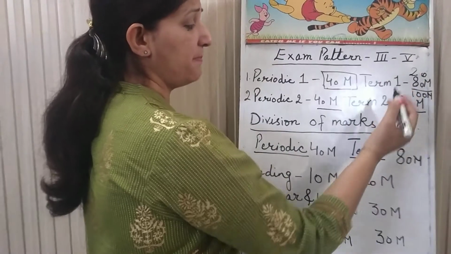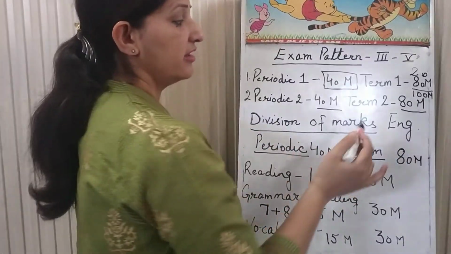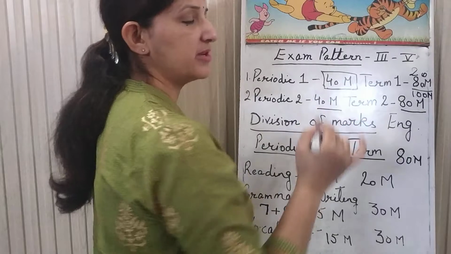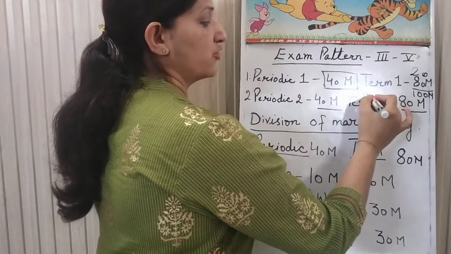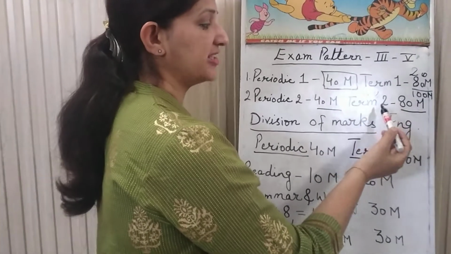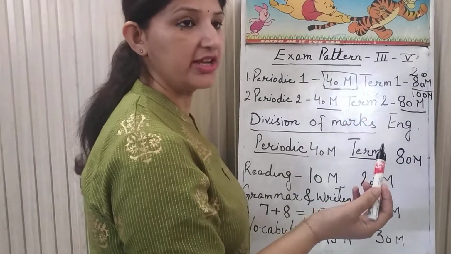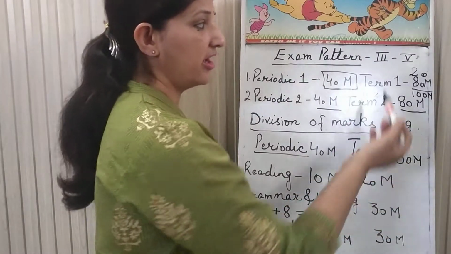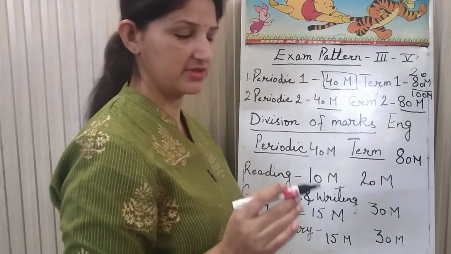In the same way we do it in term 2, but the difference is that term 2 also carries some percentage of the periodic one, say 10% or 20% depending on the level of the class. So we will be taking some syllabus from periodic 1 also, like 2 chapters or 3 chapters, varying according to the class, and it is intimated to you before the exams.